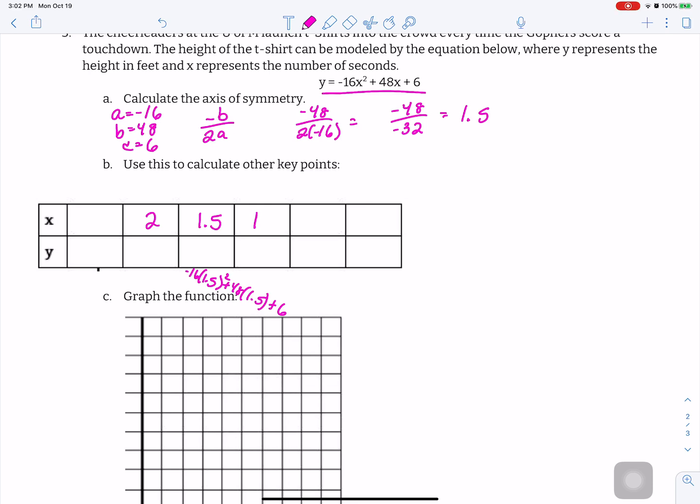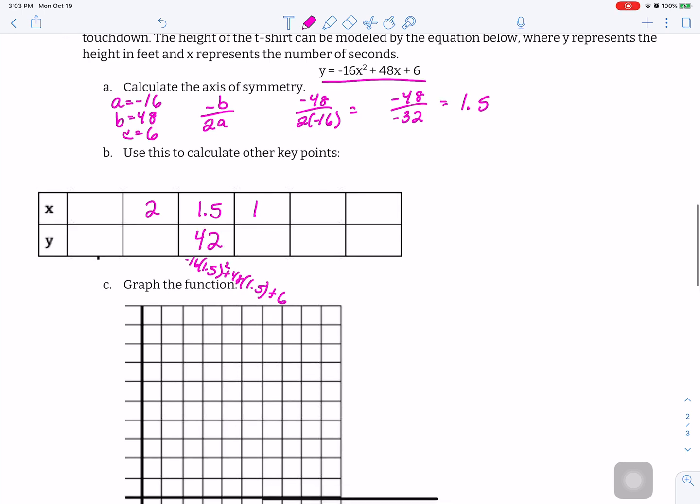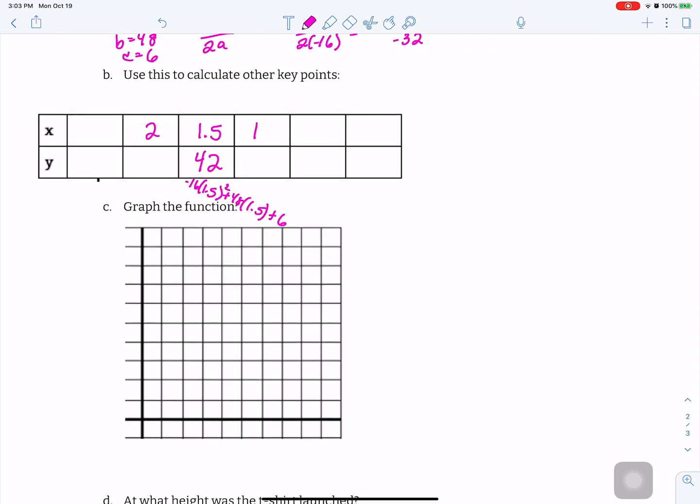And I'm just typing that into the calculator. Plus 48 times 1.5 plus 6. And I end up with 42. So at 1.5 seconds, I'm at 42. And that is telling me it's either going to be my highest point or my lowest point of the graph.